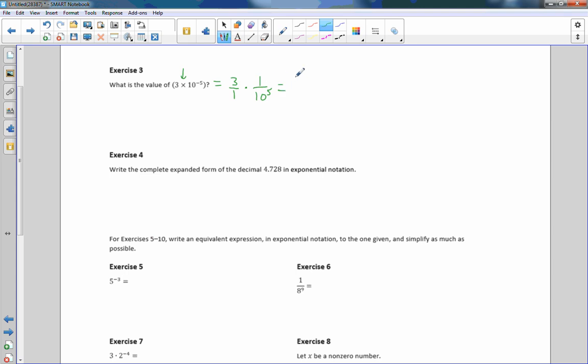Multiply the numerator times the numerator. Multiply the denominator times the denominator. 1 times 10 to the 5th is still 10 to the 5th. And 10 to the 5th is 10 times 10 is 100, times 10 is 1,000, times 10 is 10,000, times 10 is 100,000. 10 to the 5th is 100,000. So if I do 10th, 100th, 1,000th, 10,000th, 100,000th. So there's my decimal.